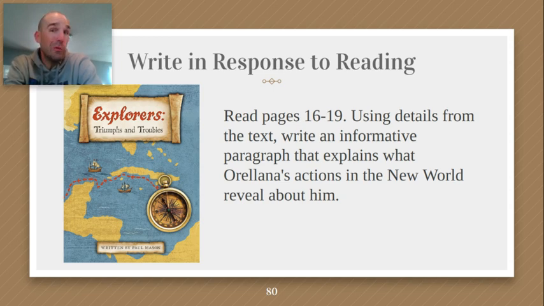You might decide that he was not a great guy, or you might say that he was very selfish, or you might say that he was very caring, or you might say whatever you believe that you can back up with evidence from the text. Just make sure that you have a topic sentence, multiple pieces of evidence to support that topic sentence, and then a concluding sentence to wrap the whole thing up. Go ahead and get that write in response to reading done, and enjoy the rest of your afternoon.